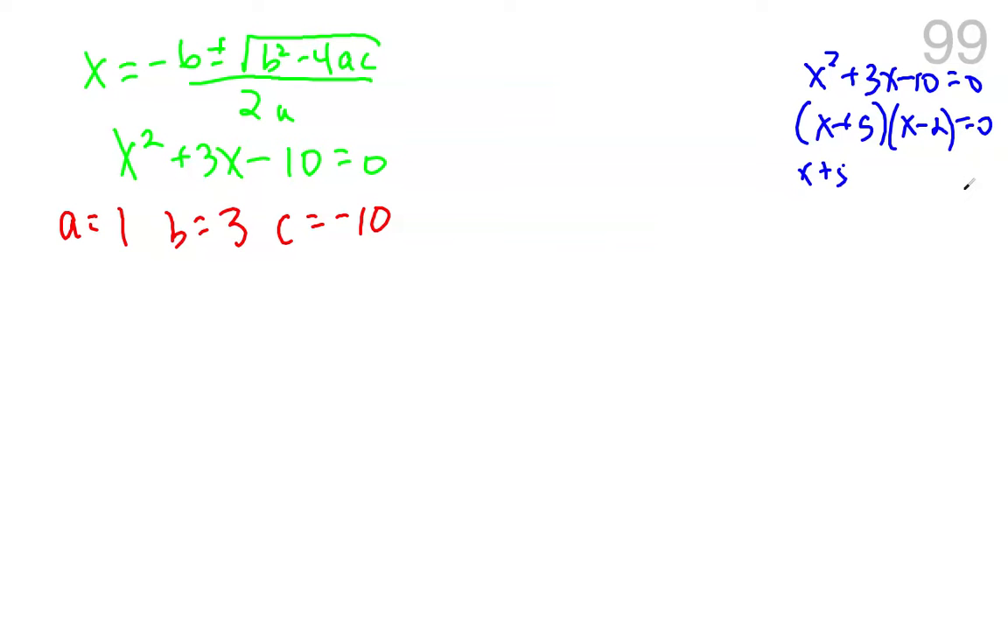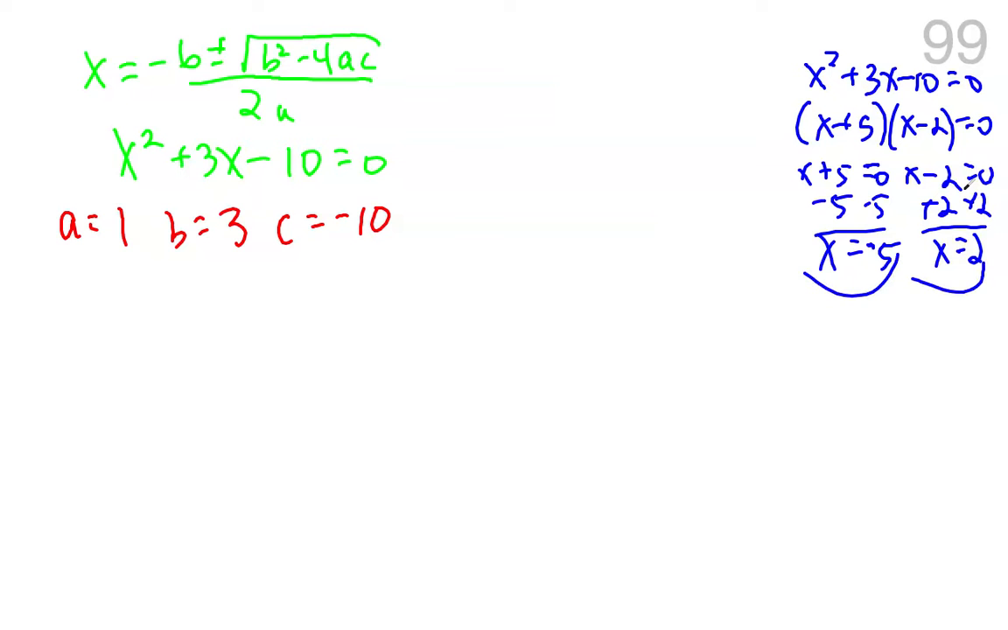Maybe it's the guy on the left. Maybe it's the guy on the right. Minus 5 minus 5. X equals -5, plus 2 plus 2. X equals 2. So, whatever this formula does, it should yield the answers of -5 and 2. Do we agree? Okay. So now let's start cranking out this formula and see what we get.